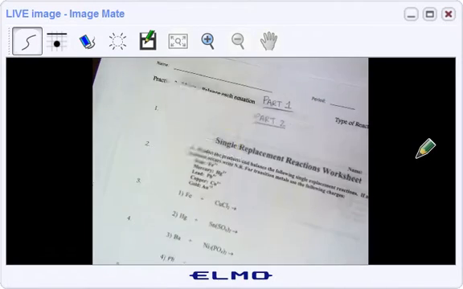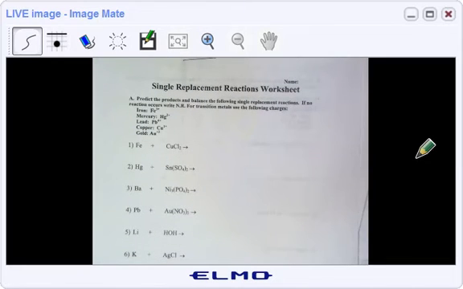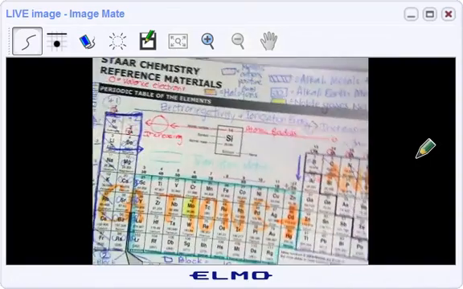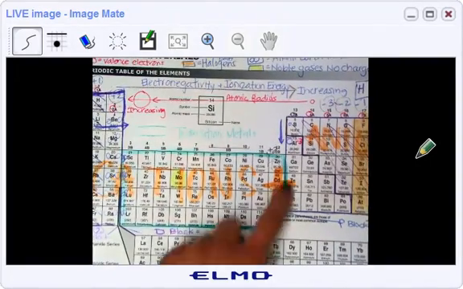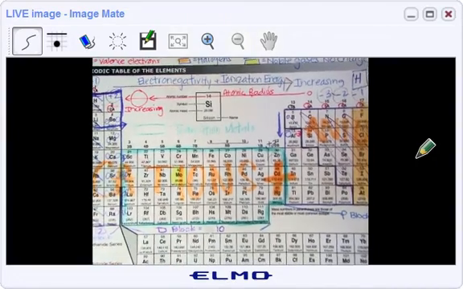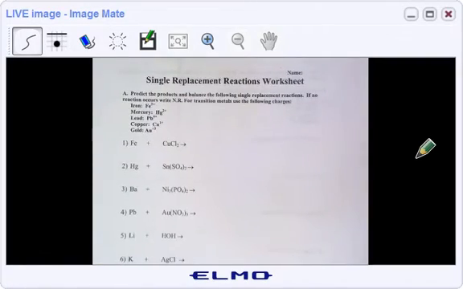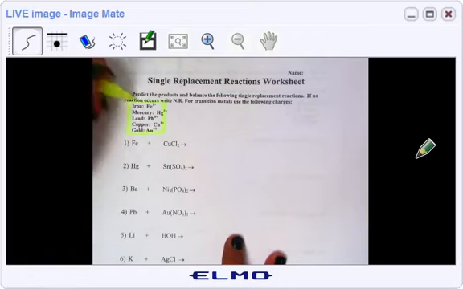Part 2, here we go. Single replacement reactions worksheet. Predict the products and balance the following single replacement reactions. If no reaction occurs, write NR, and for transitional metals, use the following charges. If we look at our periodic table, don't forget the transitional metals were the ones in this center region that's outlined in turquoise. These have multiple charges. So that's why on the worksheet they gave you the charges to use for these certain transitional metals.